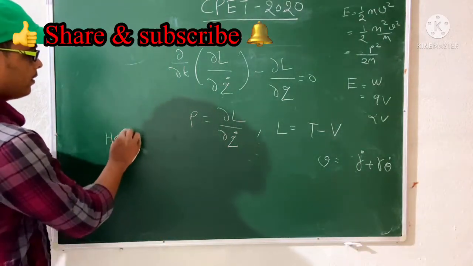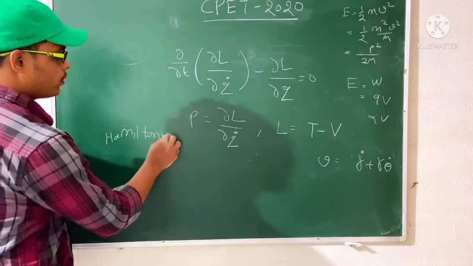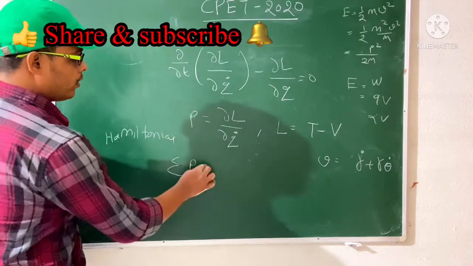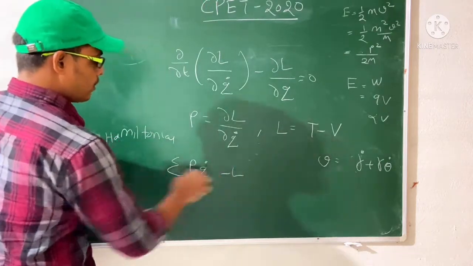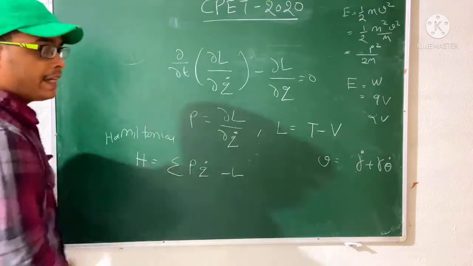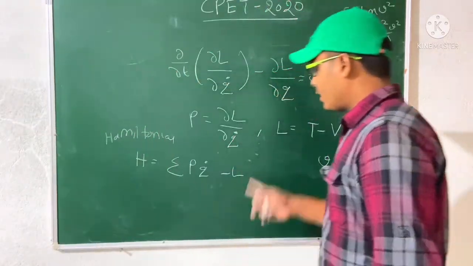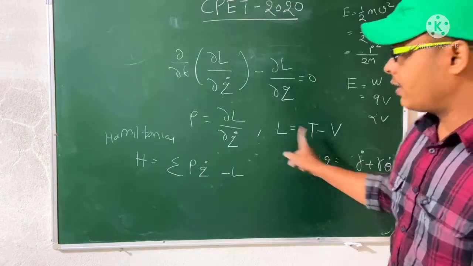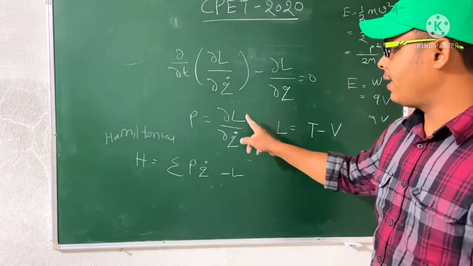What is the Hamiltonian equation of motion? Summation of PQ dot minus L, so this is your Hamiltonian: summation of PQ dot minus L. Okay, then first find out L, then find out P.